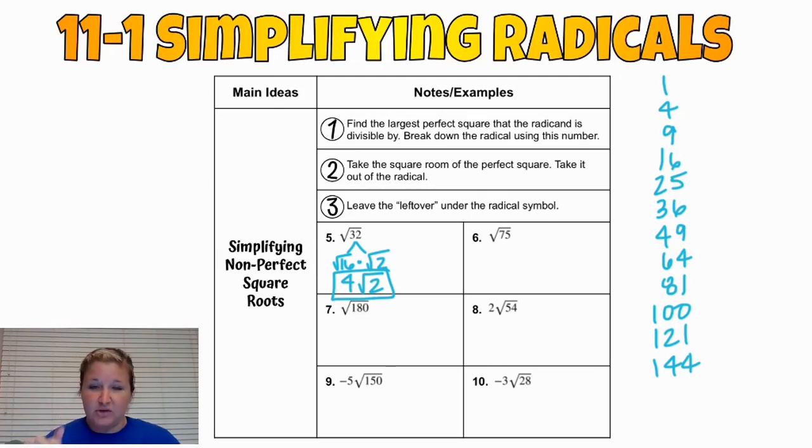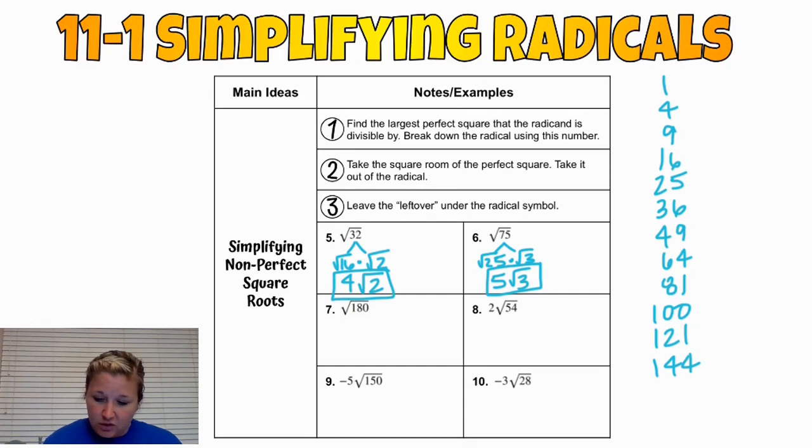So let's look at example 6. You can see 75 is not a perfect square. So I need to look at my perfect squares over here on the side and see which one of those is going to be divisible into 75. That's going to be 25. So this can be written as the square root of 25 times the square root of 3. The square root of 25 is 5, and then the square root of 3 stays the square root of 3. So this is simplified. Okay, and I'll show you what I want on your skill check here in just a second. All right, so we have 180.